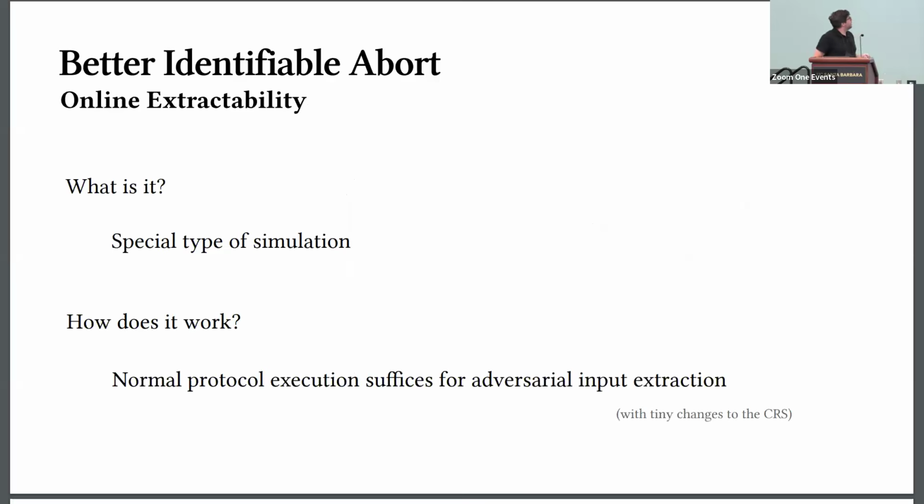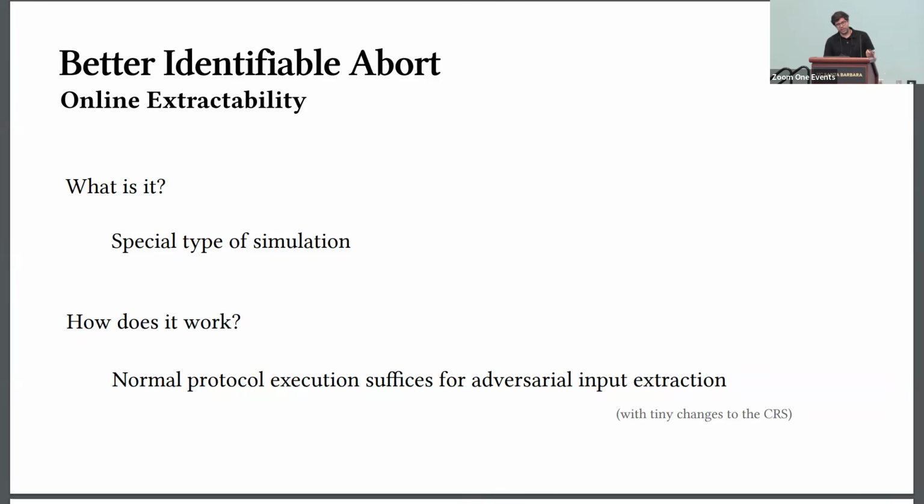So, what is online extractability? It's a special type of simulation where the normal protocol execution is enough to extract adversarial inputs if you make imperceptible changes to a CRS. This is how many UC protocol simulators work, but we define this property formally. We show that it composes.